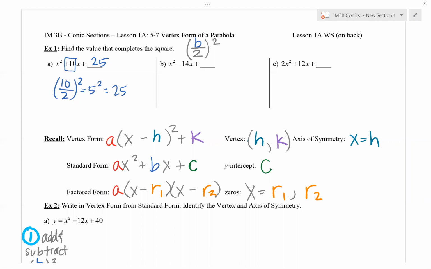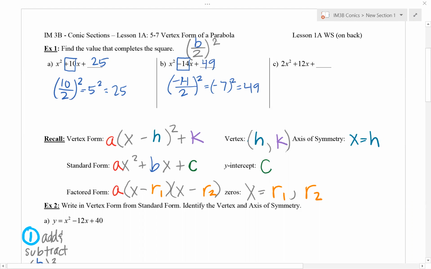So then for b, we have negative 14 is the value in front of x. So if I take negative 14, divide it by 2 and square it, I get negative 7 squared, which is positive 49. Do you guys remember this? Yes? Okay.